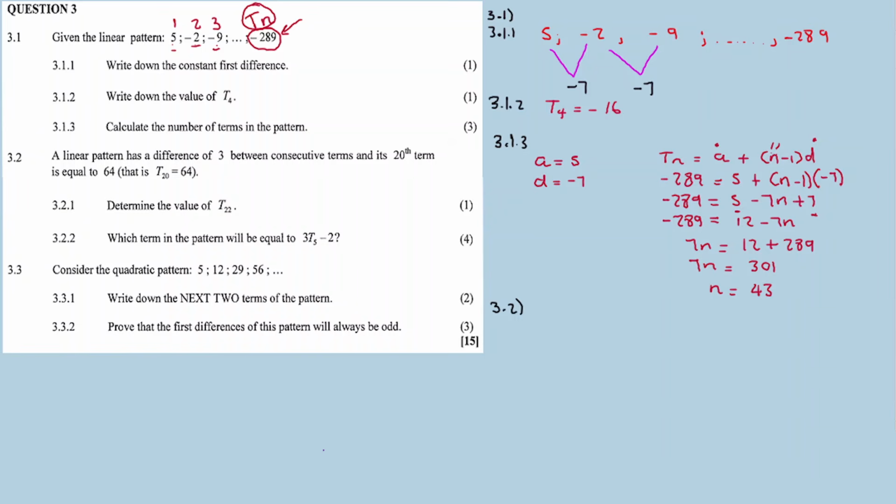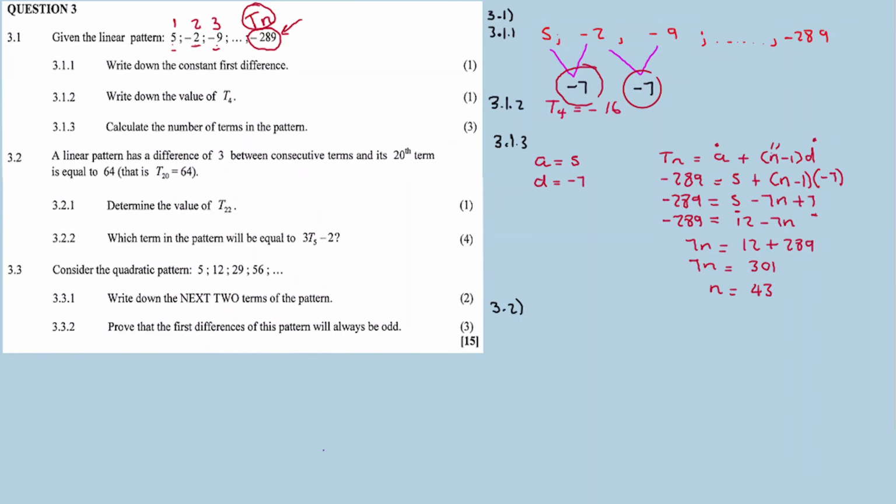3.2. A linear pattern has a difference of 3 between consecutive terms, and its 20th term is equal to 64. That is, T20 is equal to 64. Why do I keep referring to minus 7? I'm trying to show that this 3 in this question is actually a constant first difference, because you get a constant first difference by subtracting consecutive terms.